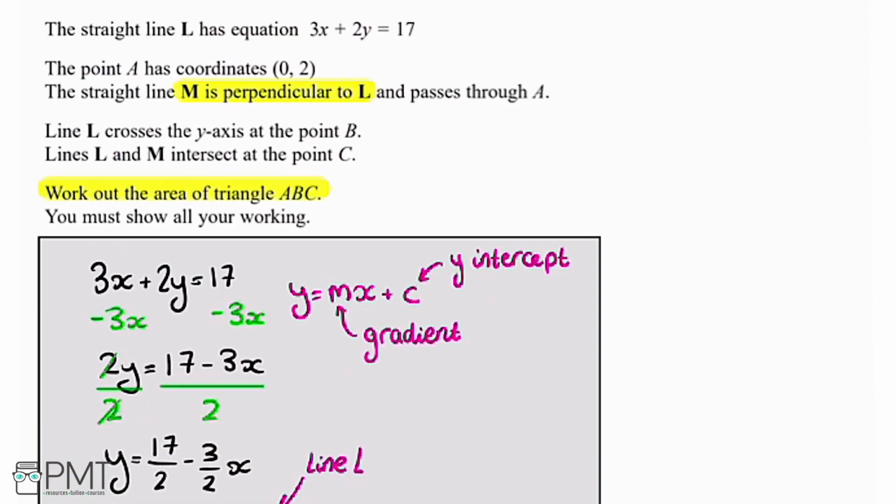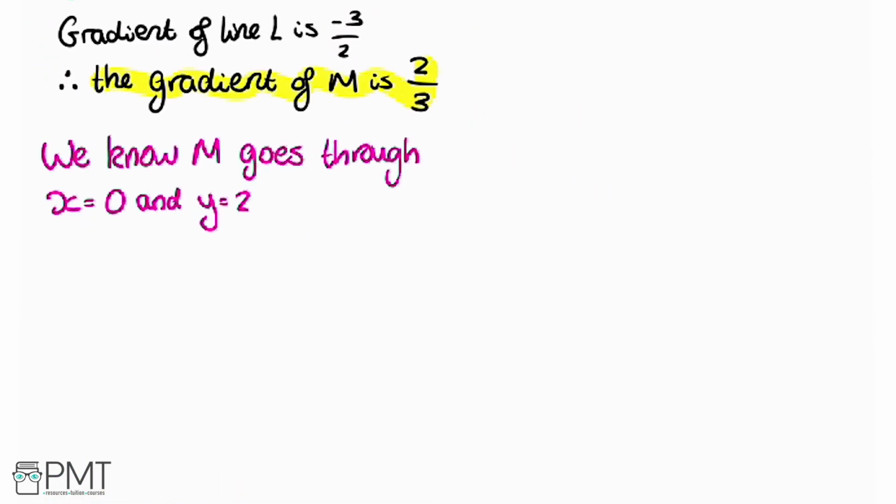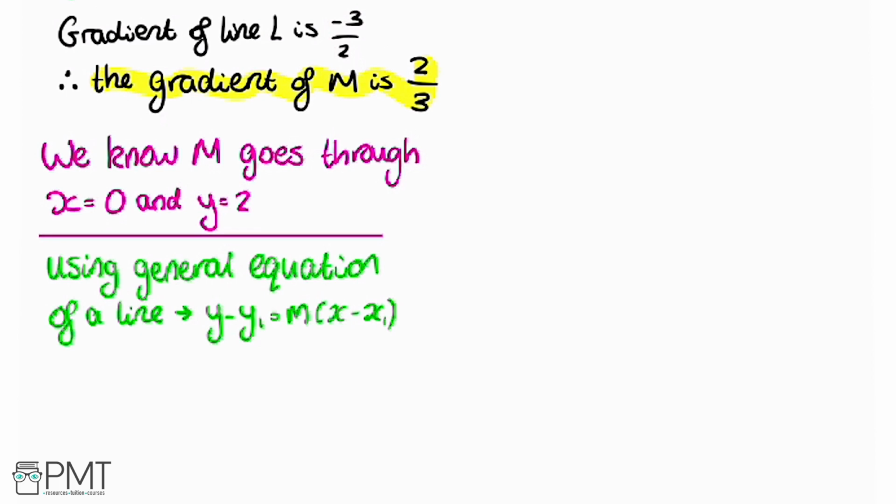And if we look back at the question, we know for a fact the line M goes through the point A, which has coordinates (0, 2). So we know that M goes through x equals 0 and y equals 2. Now we can use the general equation of a line, which is y minus y1 equals m multiplied by x minus x1, where (x1, y1) is a point that the line goes through, and m is the gradient. So we've got all of that information, so we're going to do y minus 2, because we know it goes through y is 2, equals m, which is the gradient, which we worked out to be 2 over 3, times x minus x1, so it goes through x equals 0, so that's perfect.